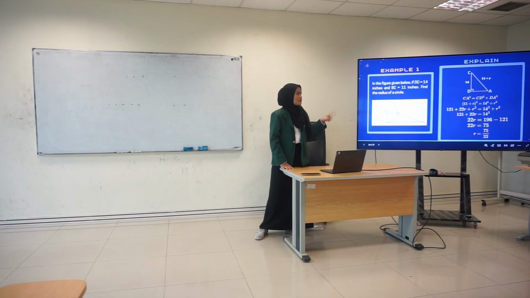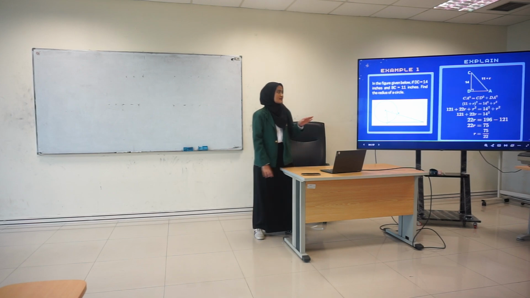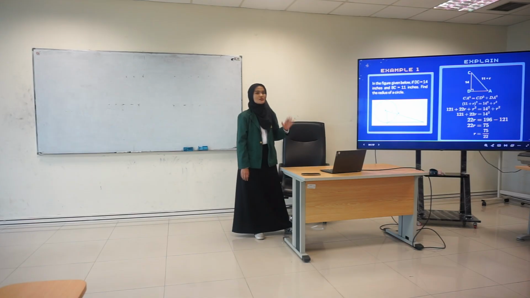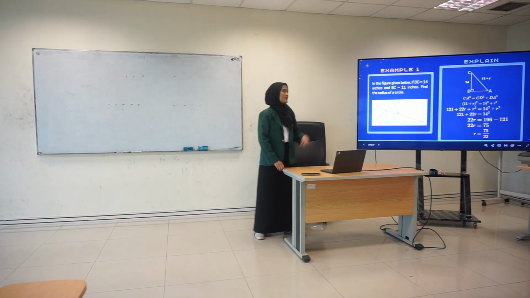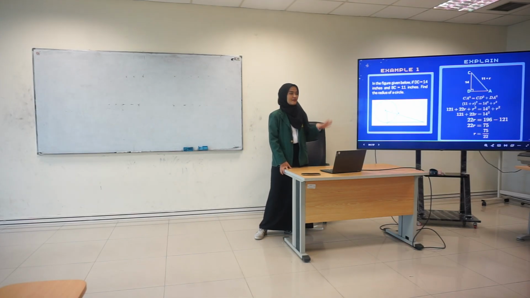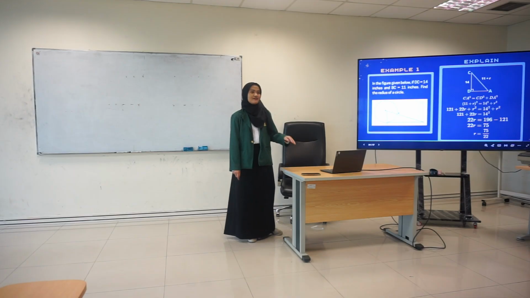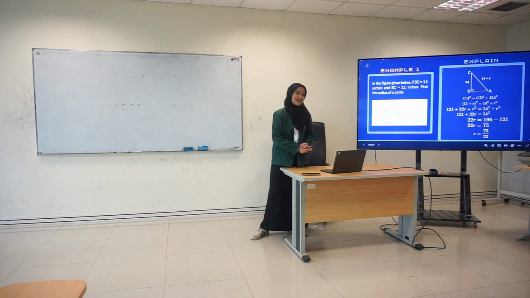Then we move the 121 to the right side, so we get 196 minus 121, which is 75. Then we get 22R equals 75. Then the R value is 75 over 22. Do you have any questions for this example?